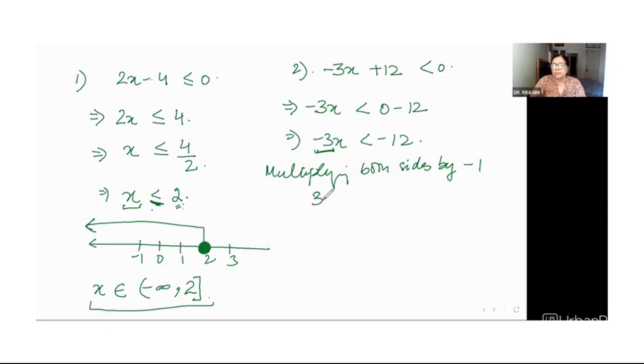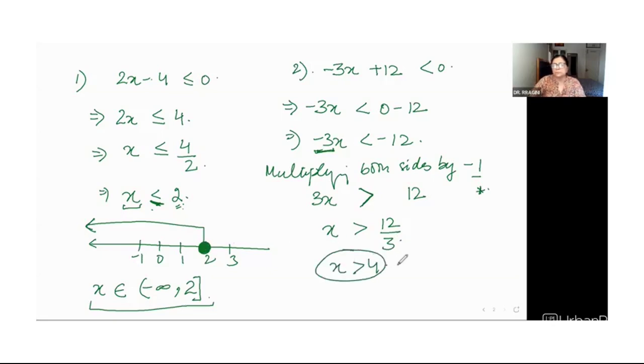That means this becomes 3x, this becomes positive 12, right? But the sign of the inequality reverses. This is a rule that you have to learn while dealing with negative coefficients. So the purpose is to make this coefficient positive, right? So we multiply the whole inequality by negative 1 and change the sign of inequality. That's it. Now rest of the part is same. I'm keeping x here, 12 divided by 3. So x is greater than 4.